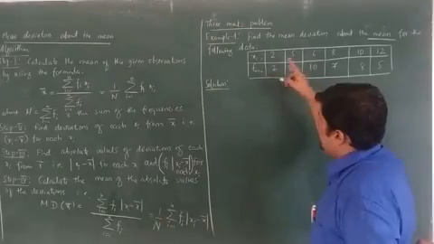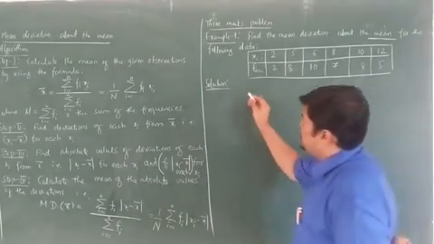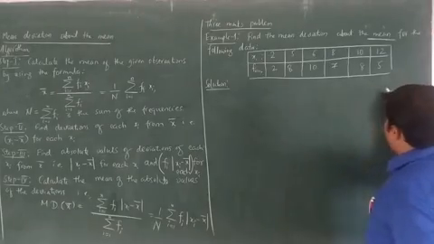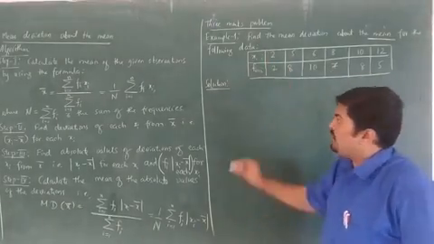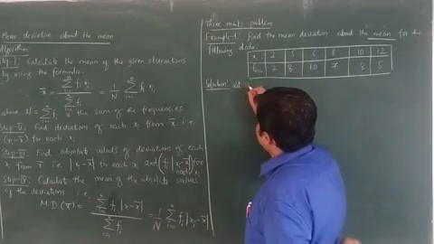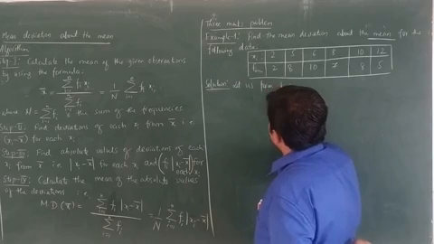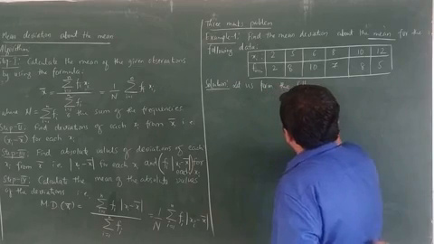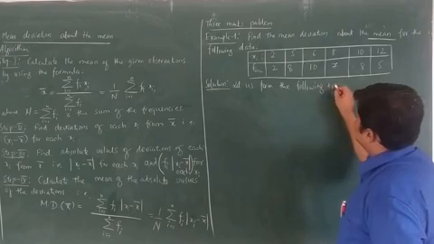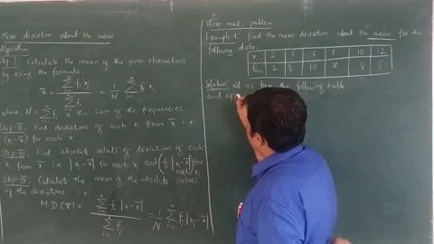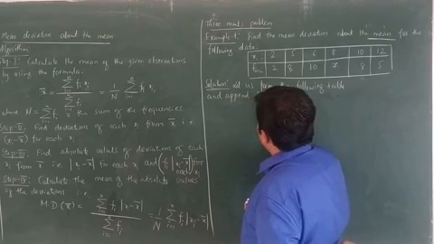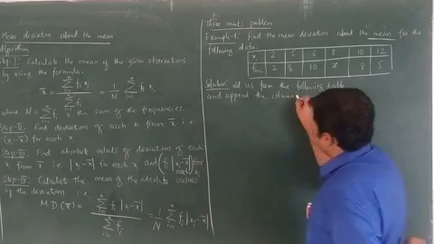Now, to solve this particular problem, what are you supposed to do? Your task is to calculate the mean of the given set of observations. For that, let us form the following table and add the columns after calculation.